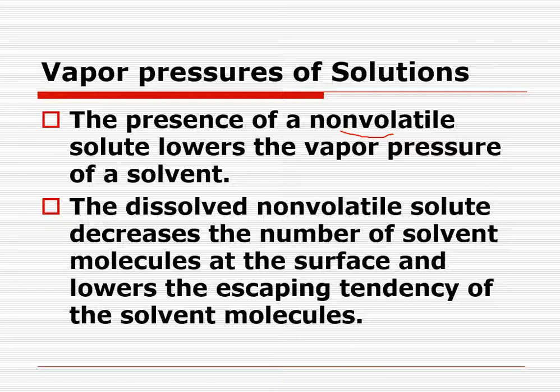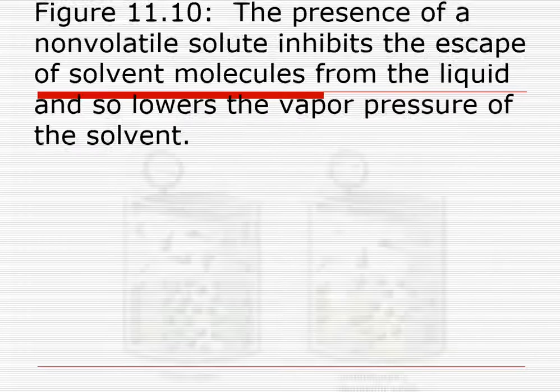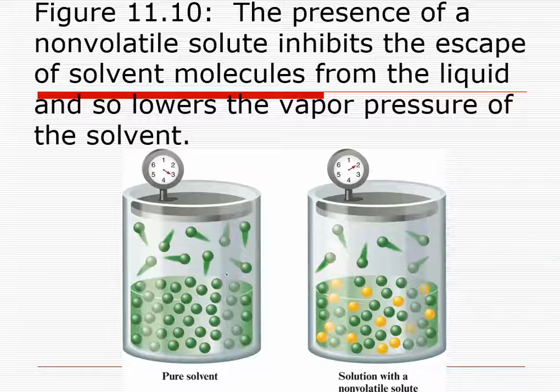The idea behind this is that the non-volatile solute that is added to the solution decreases the number of solvent particles at the surface of the liquid that then have the ability to escape into the vapor phase. And so we'll see a picture representing that in this diagram. If you notice in this first container, we have just a pure solvent, and the pressure is about 3, whatever that unit is. And notice that we've got quite a number of particles at the surface that have the ability to vaporize and turn into a gas, which causes the pressure here.